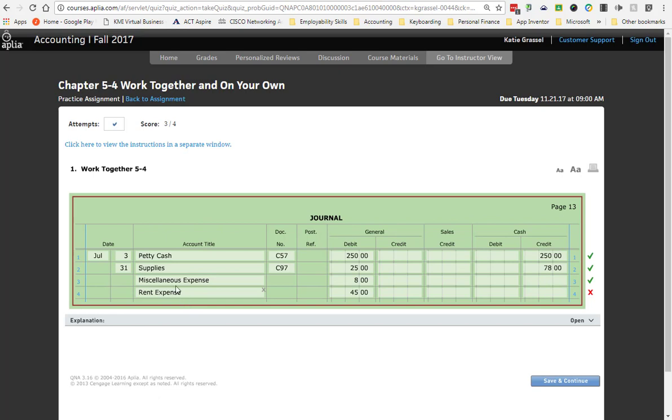Oh, I put rent expense, not repairs. Oh, that was not good for me. Repair expense.